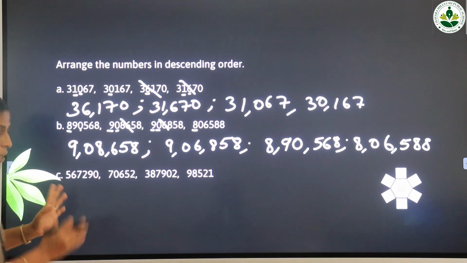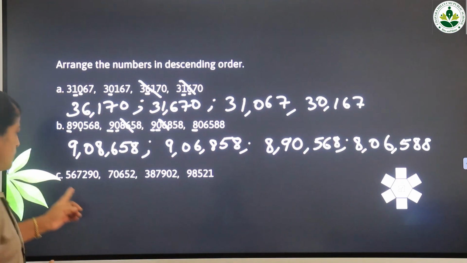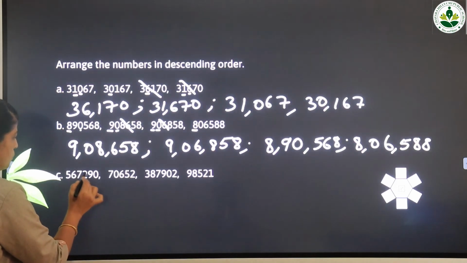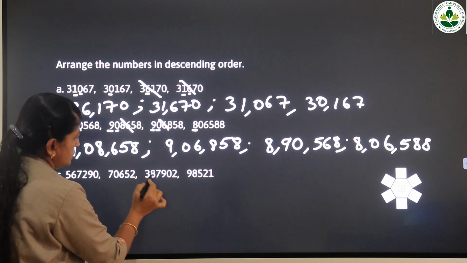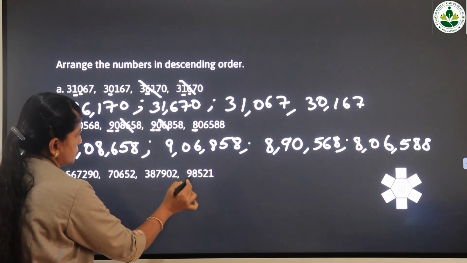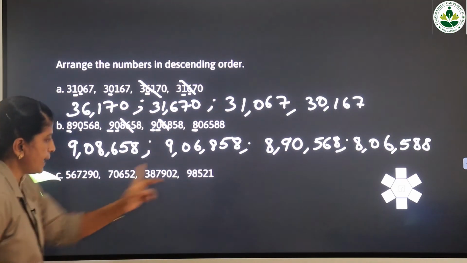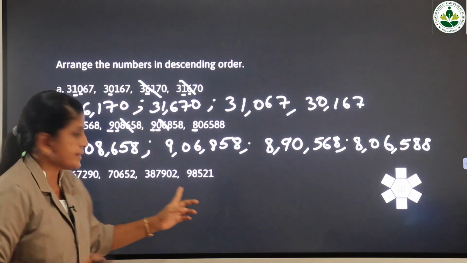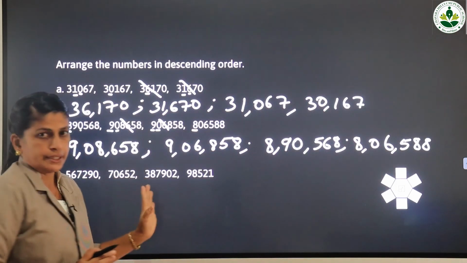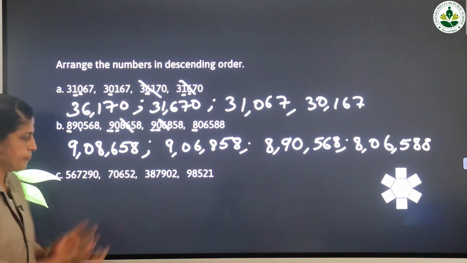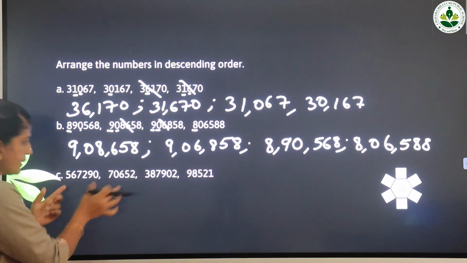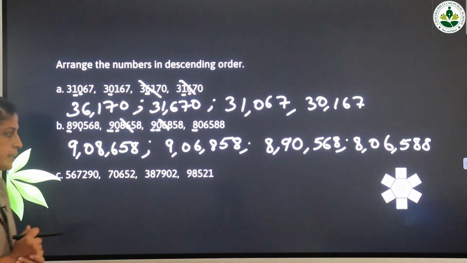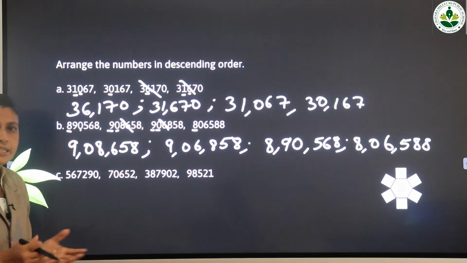Okay. Then one more question is there. Therefore, for that also count the number of digits first. Second and fourth number contain 5 digits. Therefore, that will be the smaller one. Then first one and third number contain 6 digits. Then compare that, first number and third number. Find out which is the bigger number.